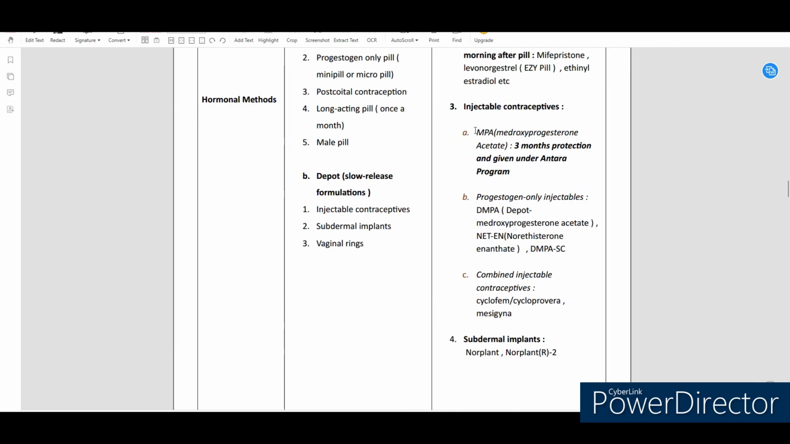So under injectable contraceptives, again I have mentioned the names of the drugs, but I didn't mention the dosages. So from now, if you are preparing for the upcoming December exam, please add the values also. Please add the dosage under these names. If you check the drug names, it is MPA, DMPA, and also combined injectable contraceptives like Cyclofem and Cyclo-Provera.